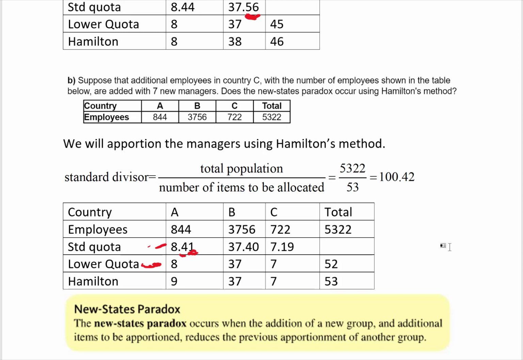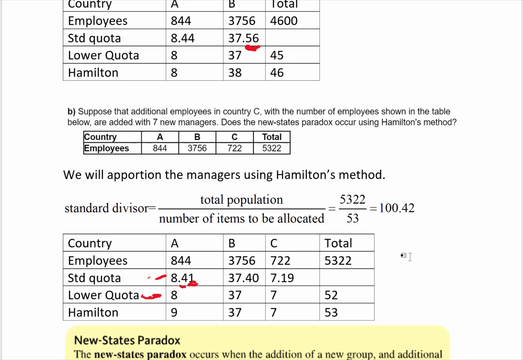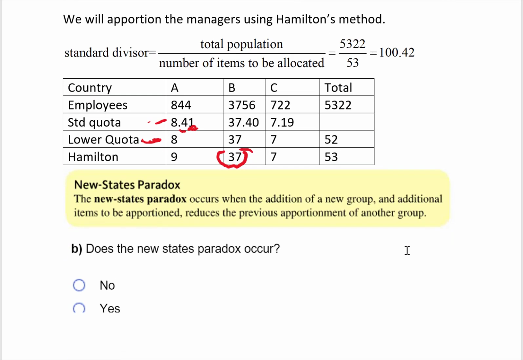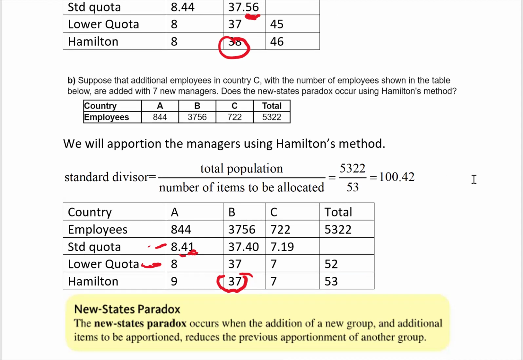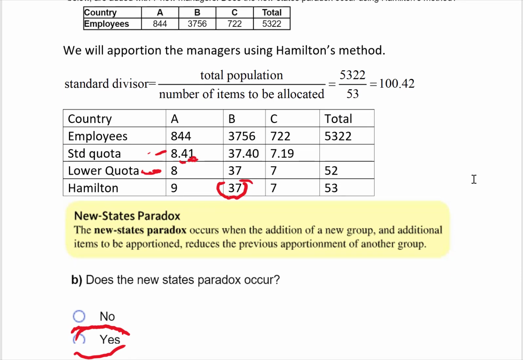Now let's take a look at the new states paradox. It occurs when the addition of a new group and additional items to be apportioned reduces the apportionment of another group. And so let's take a look. What happened here? If we look back up here and look down at the new allocation, we notice that B actually lost a manager. And so therefore, the new states paradox did occur. Okay, so we added C, but B lost a manager. So even though C came in with additional managers, it resulted in country B losing one of the managers. So the new states paradox did occur.